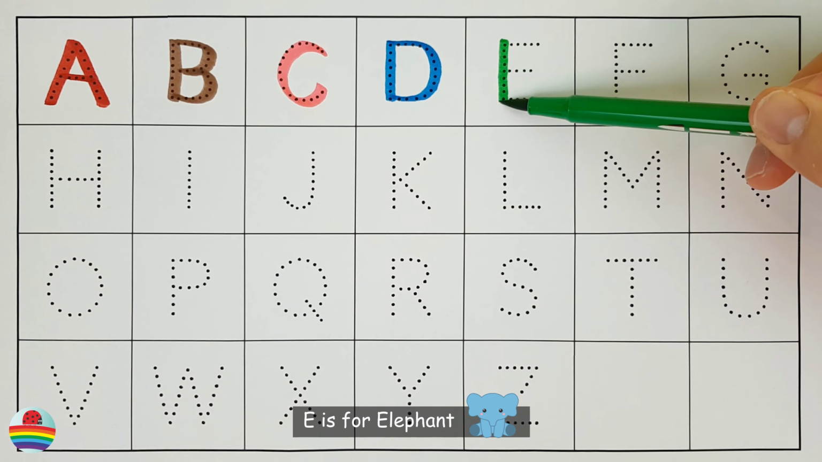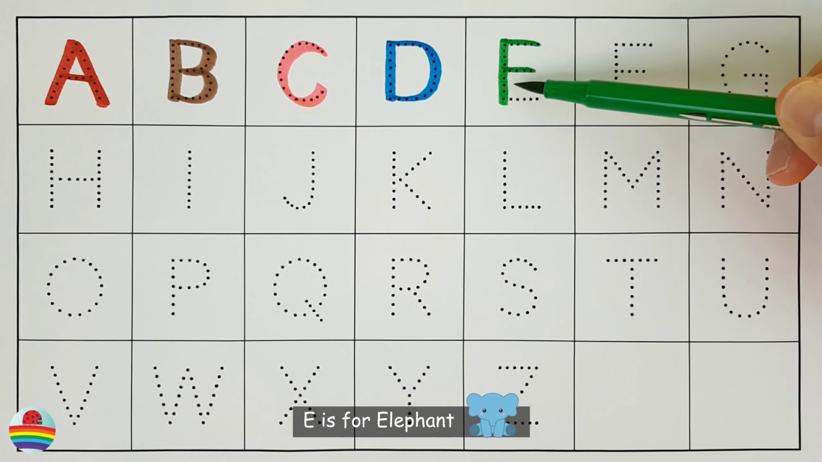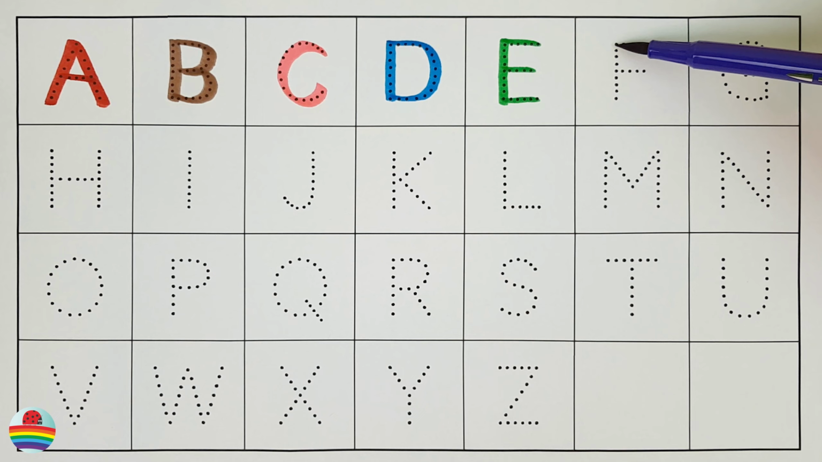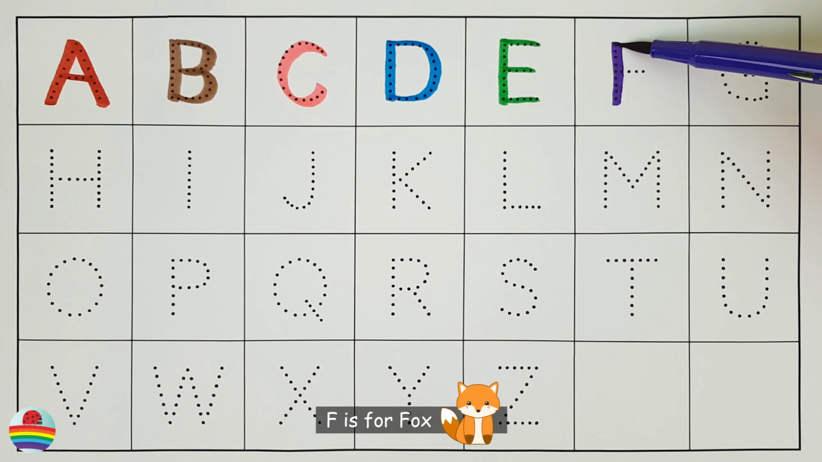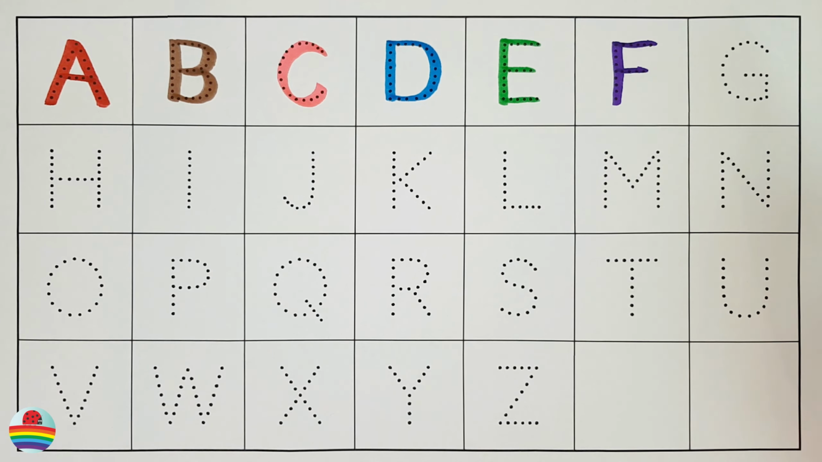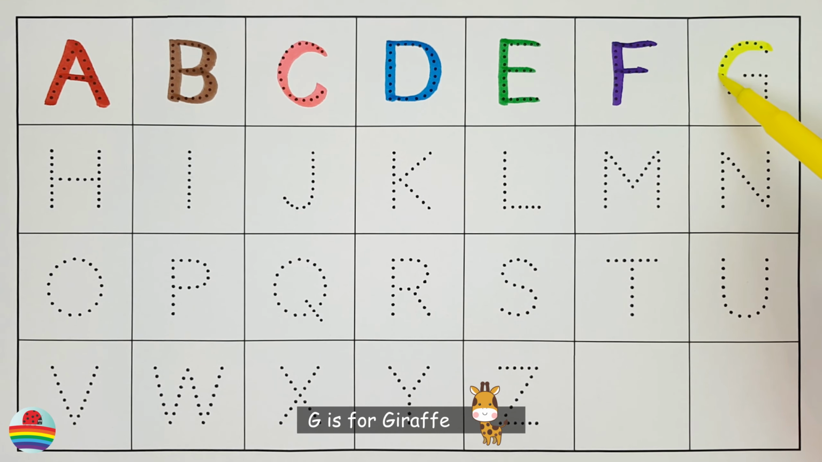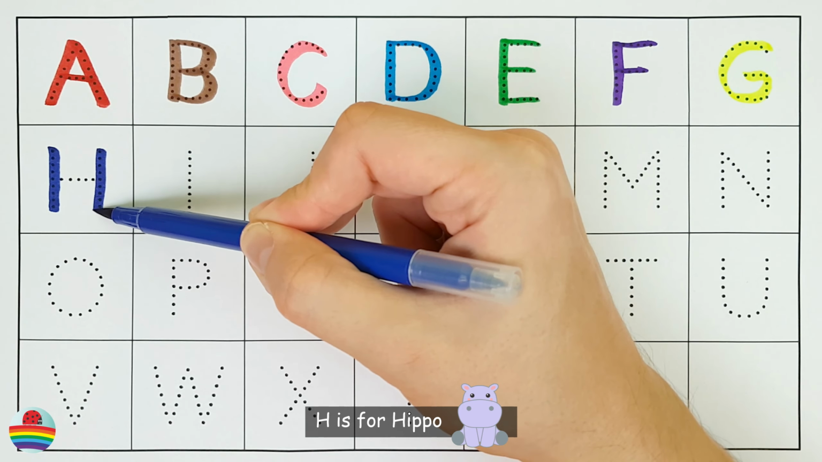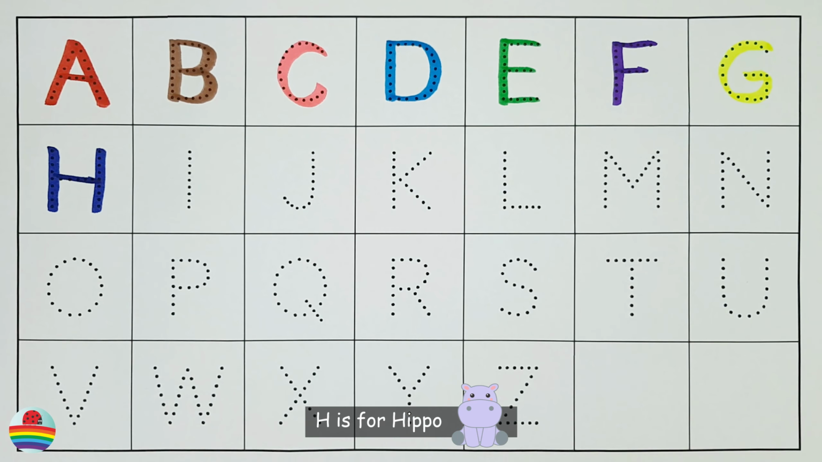E. E is for elephant. F. F is for fox. G. G is for giraffe. H. H is for hippo.